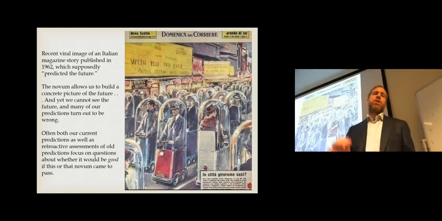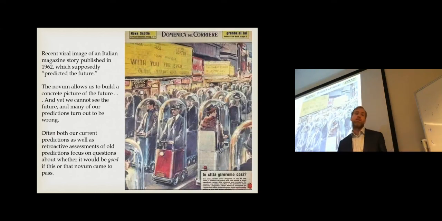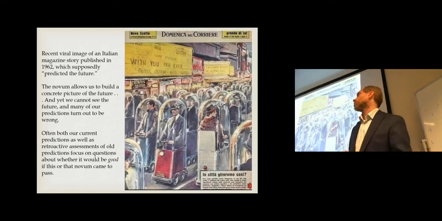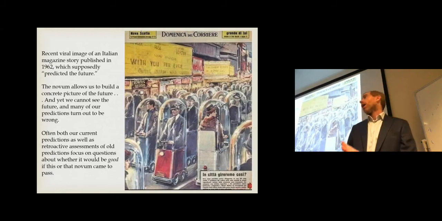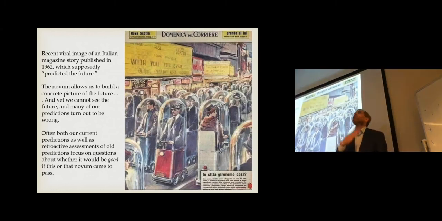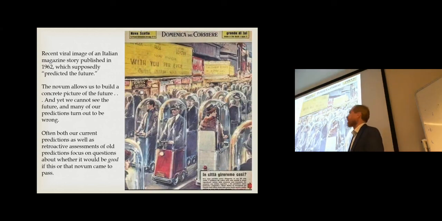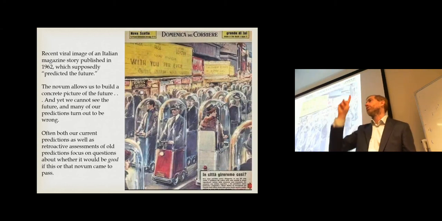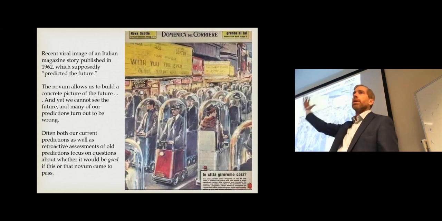A novum allows us to build a concrete picture of the future, and yet we cannot see the future. I mean, that's one of the truths of life, and many of our predictions turn out to be wrong, and something like COVID is a case in point, right? There are various people out there, epidemiologists, for instance, who would say, well, I was warning politicians about the possibility of the spread of a virus, a pandemic, and other people could say, well, you just look at the political state of affairs in the world today, and you know a global phenomenon will be usurped and distorted in political discourse.